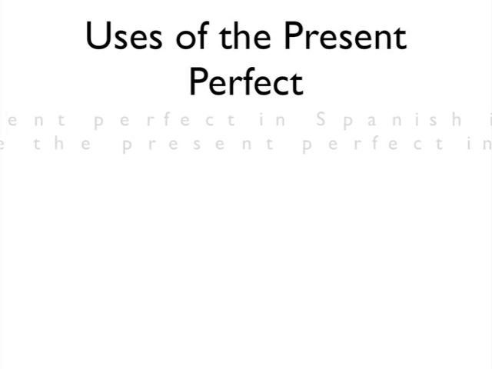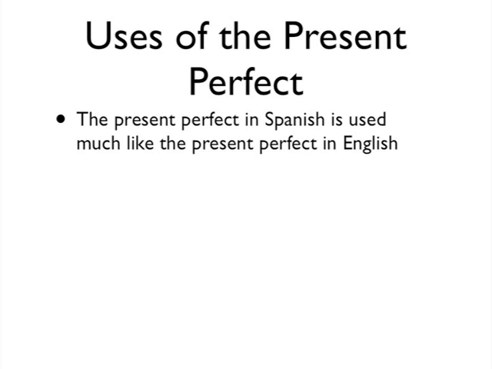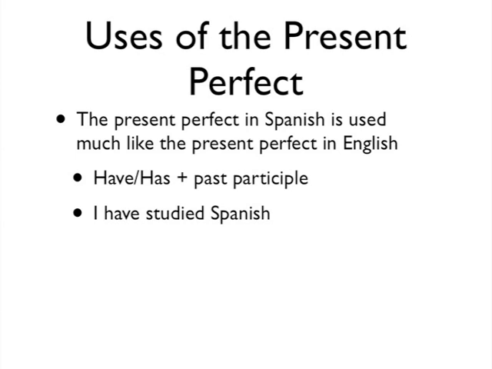The uses of the present perfect are actually made pretty easy for us because the present perfect in Spanish is used much like the present perfect in English. In English, the present perfect looks like this. We use have or has plus a past participle. Here are some examples. I have studied Spanish. Have studied is the present perfect. He has been to Venezuela. Has been is the present perfect.